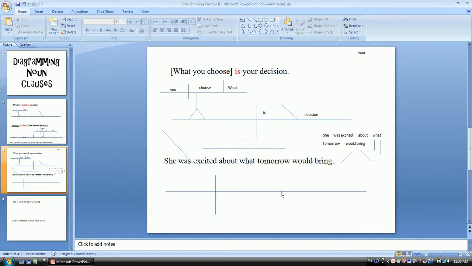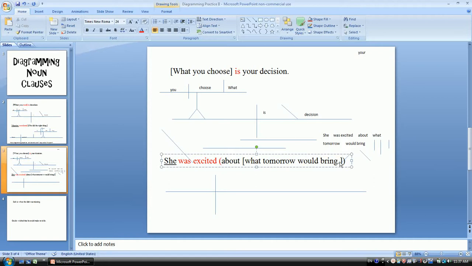Last one for right now. She was excited about what tomorrow would bring. Okay, we know she is our subject here. That's what the sentence is talking about. Was excited is our verb. It's a compound verb. About. That's a preposition. So this is giving us a signal that this is a prepositional phrase. So I'm going to put parentheses around this, but within that prepositional phrase, we have one of our signal words, what, okay? And so the rest of this piece is the noun clause.